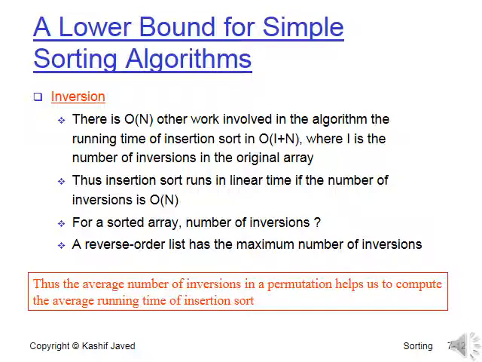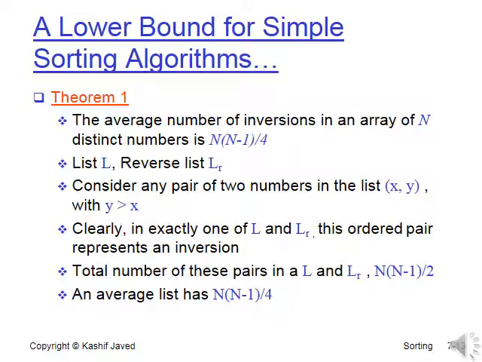For a sorted array, the number of inversions will be how much? A sorted array has no inversions. Thus, the average number of inversions in a permutation helps us to compute the average running time of insertion sort. The average number of inversions in an array of n distinct elements is n times n minus 1 divided by 4.